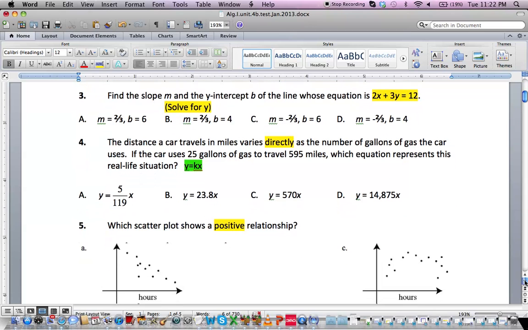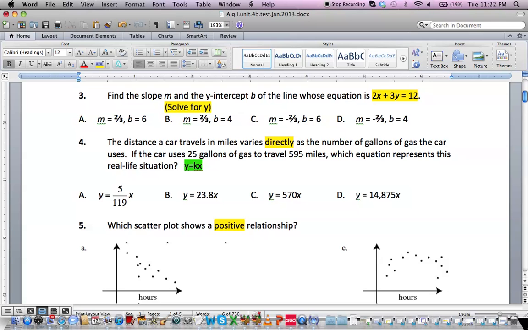Number 3, find the slope m and the y-intercept b of a line whose equation is 2x plus 3y equals 12. Hint, solve for y. Okay, we've done this a lot.